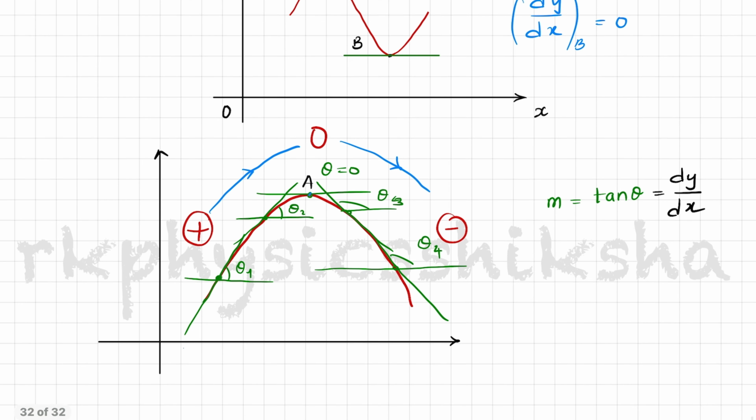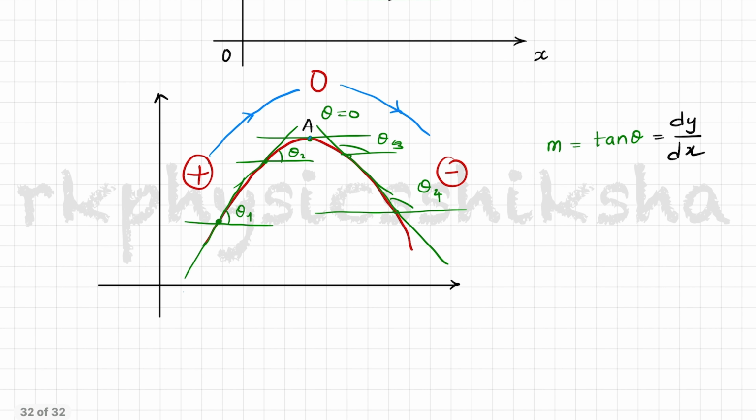So for that, you have to understand that at maxima, dy by dx is changing, meaning it decreases. Dy by dx decreases at a maxima, meaning it becomes positive to 0 and 0 to negative.